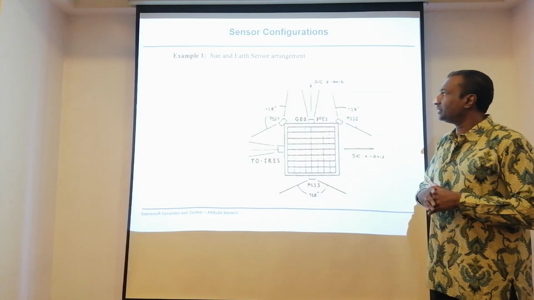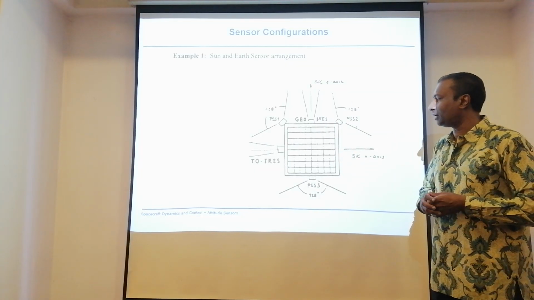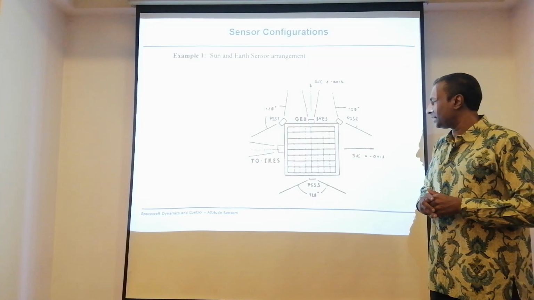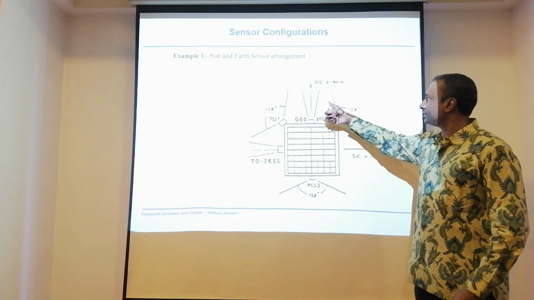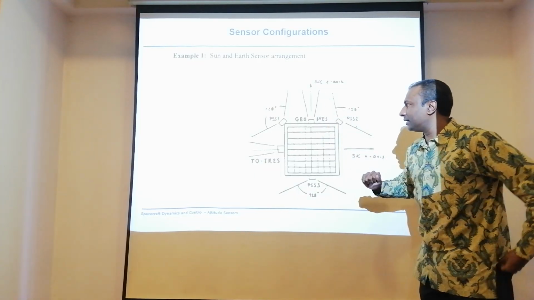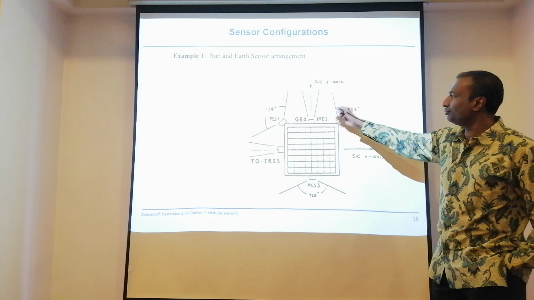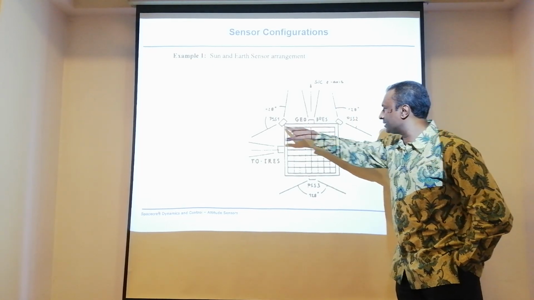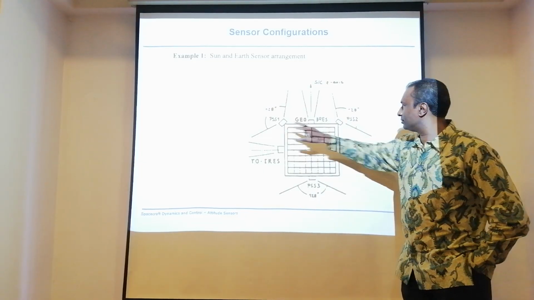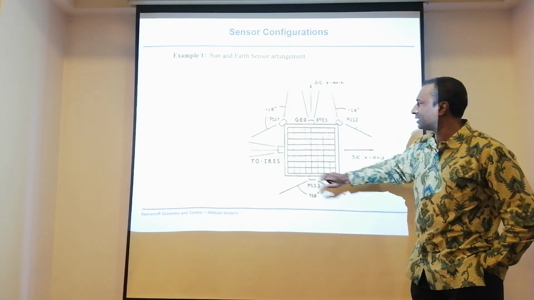Now we are looking at the sun sensors and the earth sensors. So how am I going to actually do this? These are the typical ones. Assume that this is my X direction, this is my Z direction. Sun sensors: what am I going to do? I have, for example, 3 sun sensors: 1, 2, and 3.